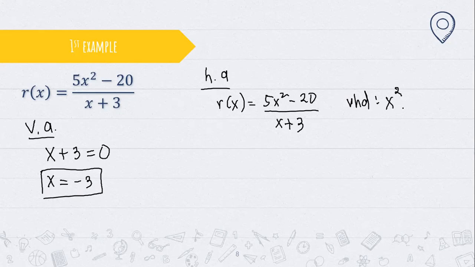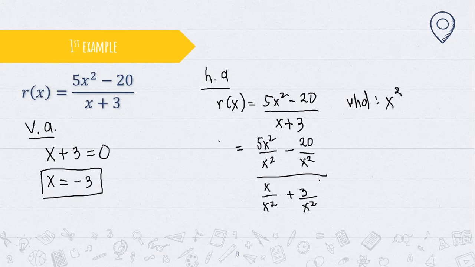Now, class, x squared. We divide all of our terms by x squared. Okay? So we have 5x squared over x squared minus 20 over x squared over x squared plus 3 over x squared. Calm down because this is easy, class.